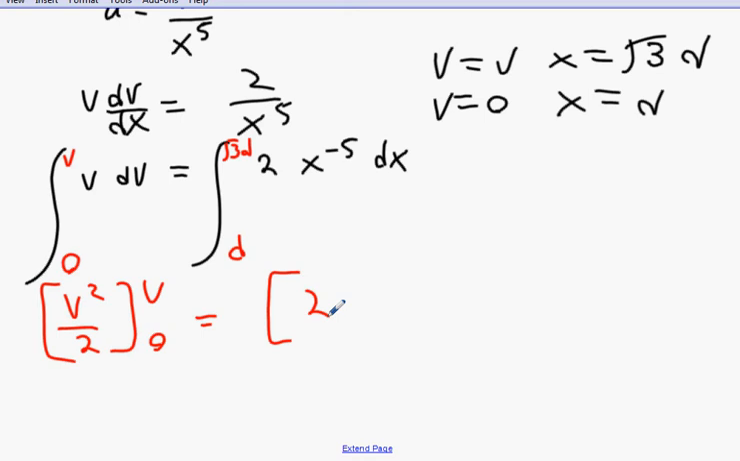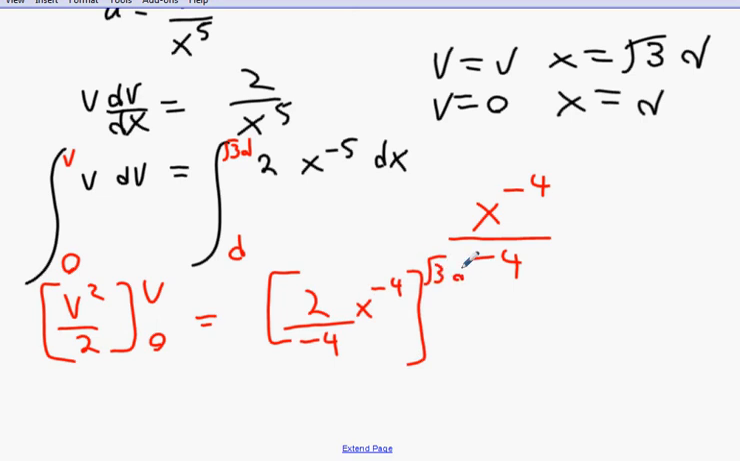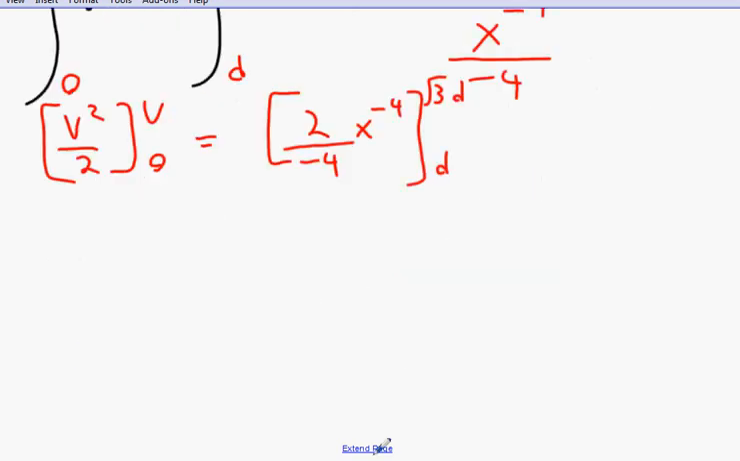One power up, it turns into x minus 4. And then I have to divide by the new power, which is minus 4. So I have 2 divided by minus 4, x minus 4. And that seems like a lot of fun. Root 3d and d, that's a real pain is what that is. Phi squared over 2 equals, that's minus a half. So I'll just write over here, minus a half all over x, minus a half x4.